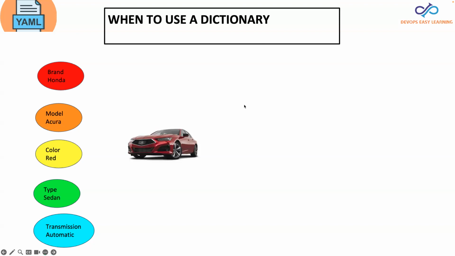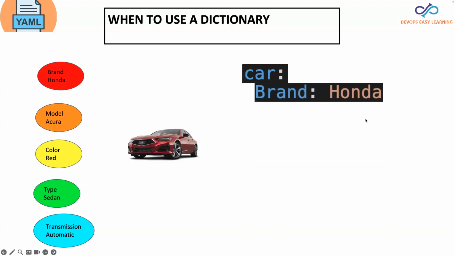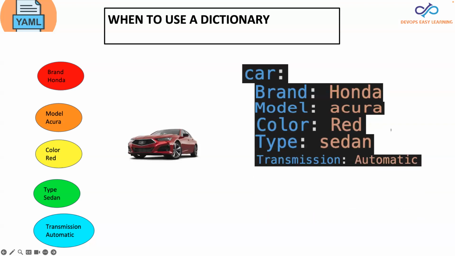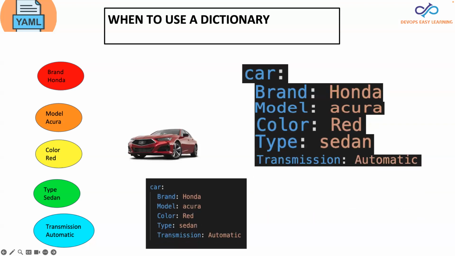So if we want to write this in terms of YAML, we are going to define the car first. After the car, we will define the brand, which is Honda. Then after the brand, we will define the model, which is Acura. After that we define the color, then the type, then the transmission. And then at the end, we are going to have something like this. So this is like one block, and this is the dictionary which defines the features that the car actually has.